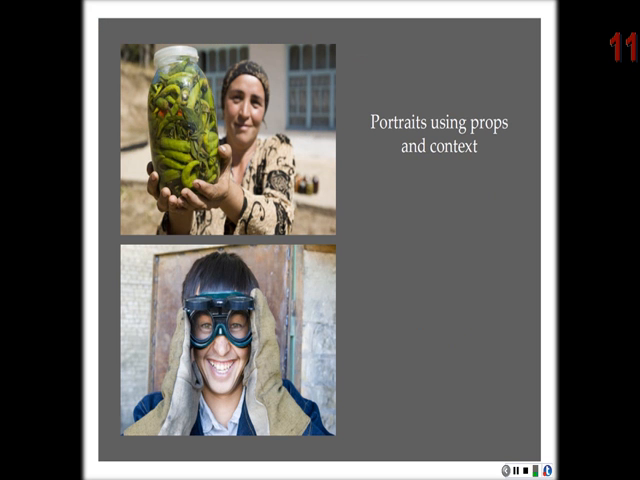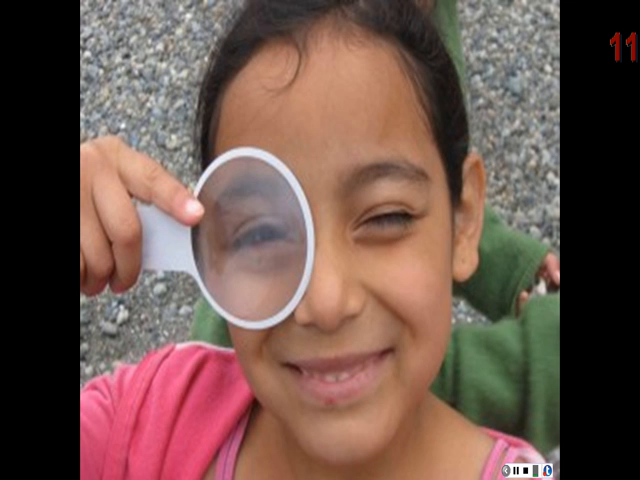And another way you can get faces, instead of just a straight face shot, is to think about a prop, an appropriate prop that might go with that. In this one image on top, here's a gardener holding up some of her wares, and also a young student below with some goggles and work gloves on. Or in this case, a student out at a beach doing environmental investigation with her tool.